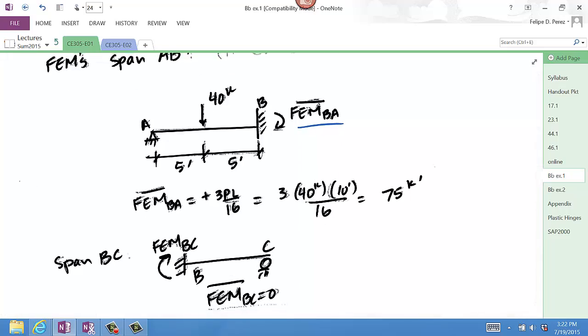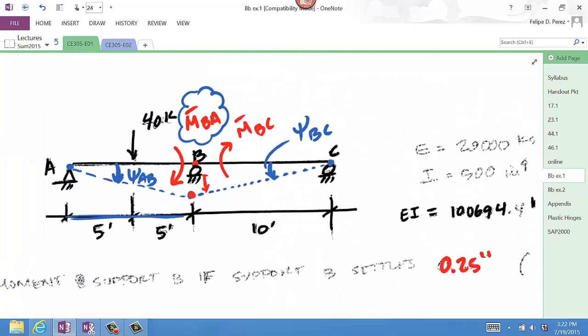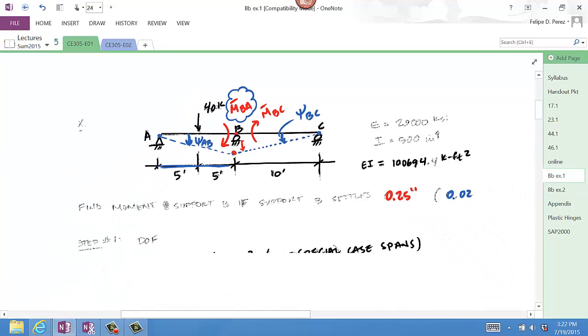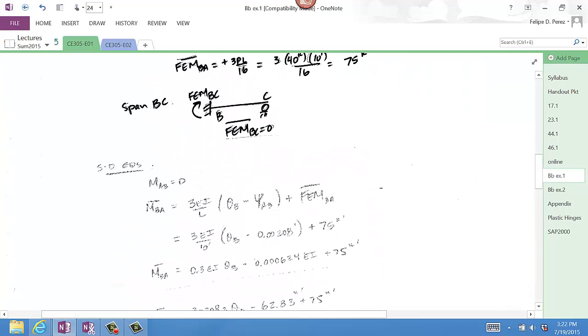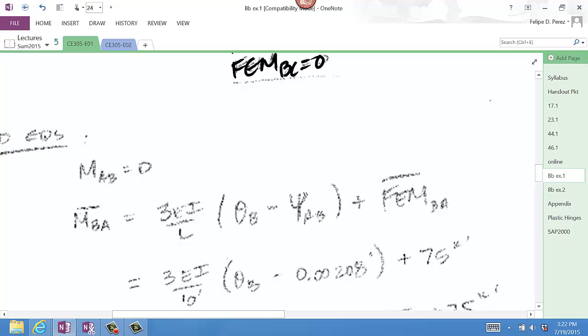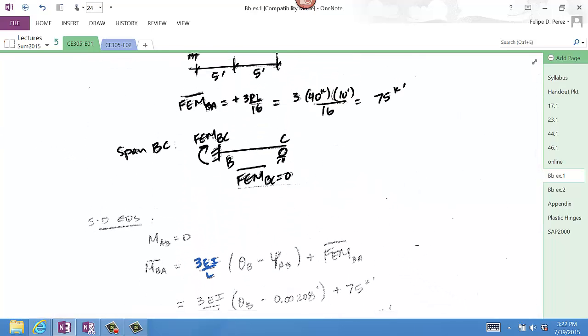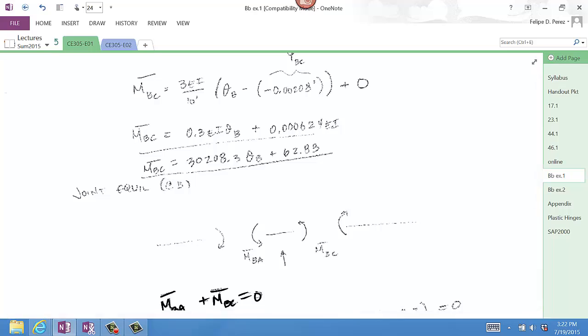Beyond that, it's a matter of writing out two slope deflection equations, one for M bar BA and one for M bar BC. These equations would have the 3EI over L because they're the special case spans. So you would be looking at the equations that have the 3EI over L, and then plug in all the numbers as defined above, namely the psi term and the fixed end moments. So write one out for M bar BA and one for M bar BC.